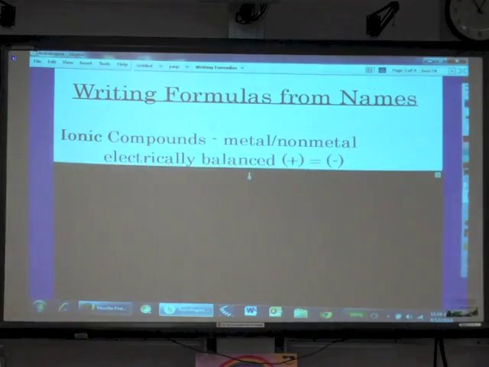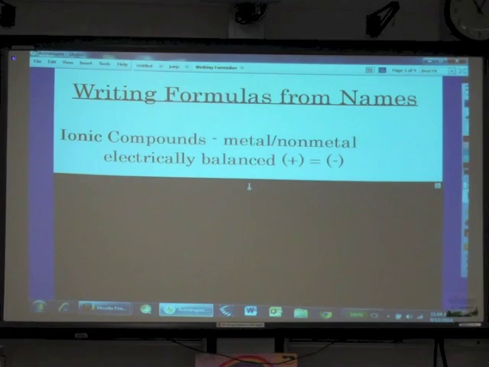The first thing you've got to keep in mind when we are writing formulas from names is the very basics about these particular compounds. An ionic compound, metal, non-metal, is the way we recognize something as being an ionic compound. And when we are writing a formula for an ionic compound, we have to keep in mind that it is an electrically balanced compound. The total number of positive charges from the cation is going to equal the total amount of negative charge from the anion.